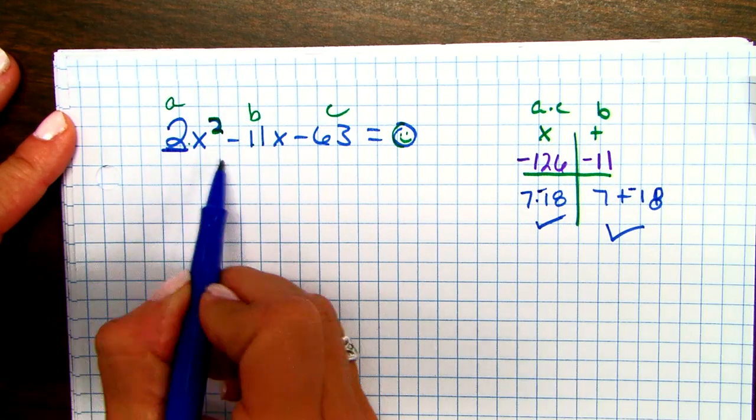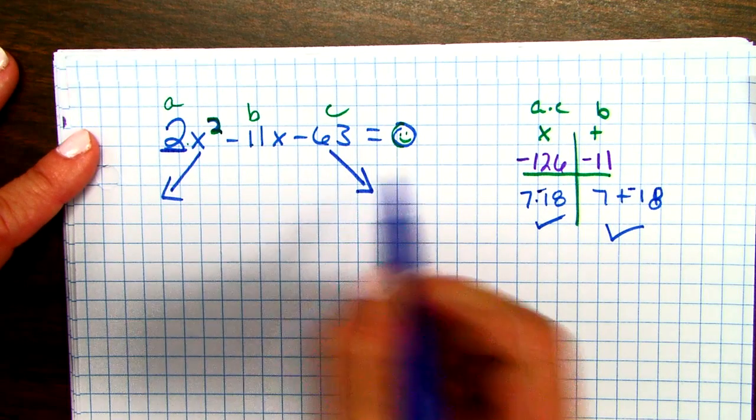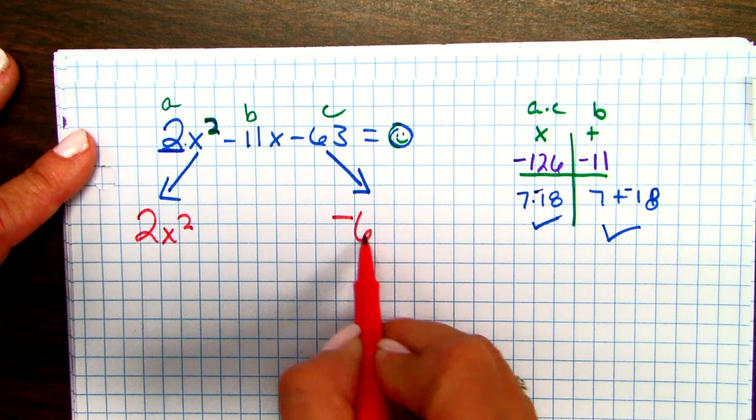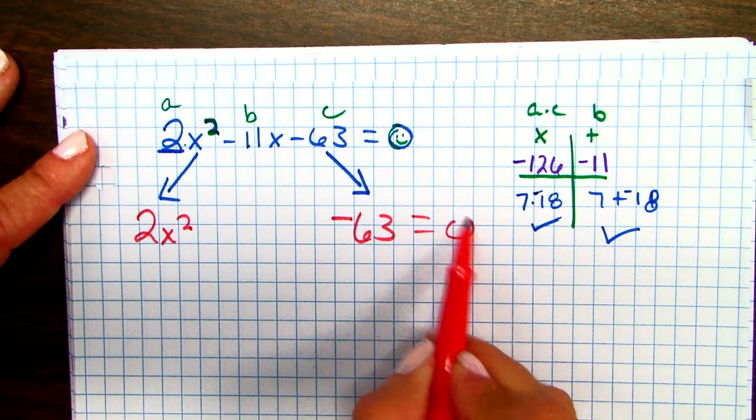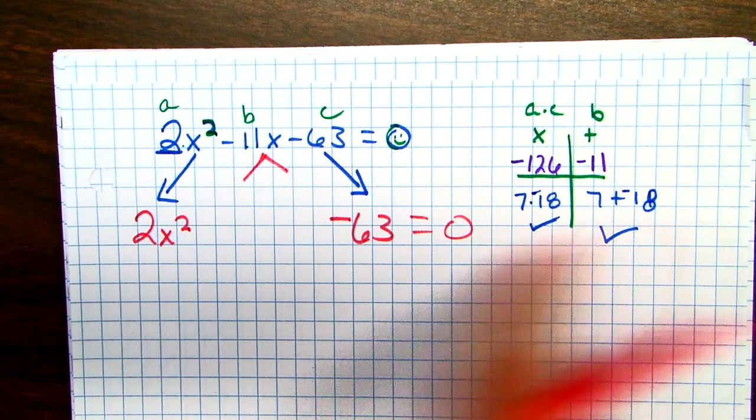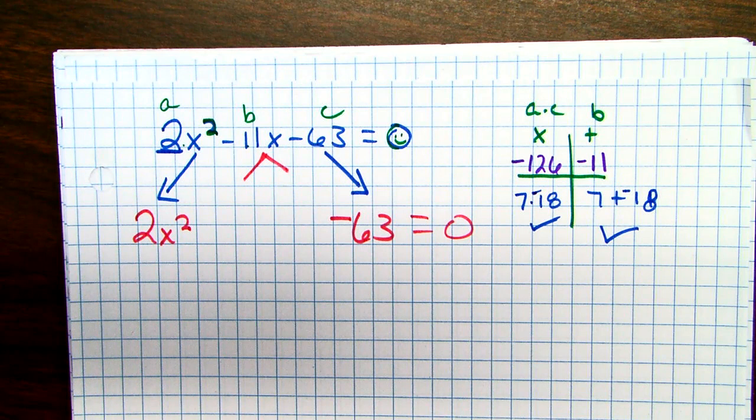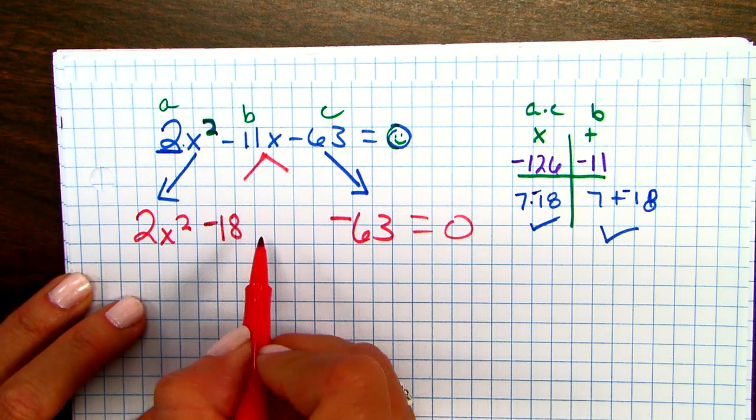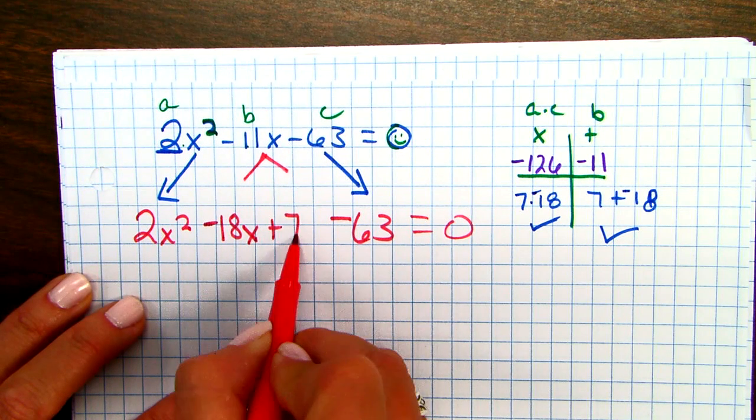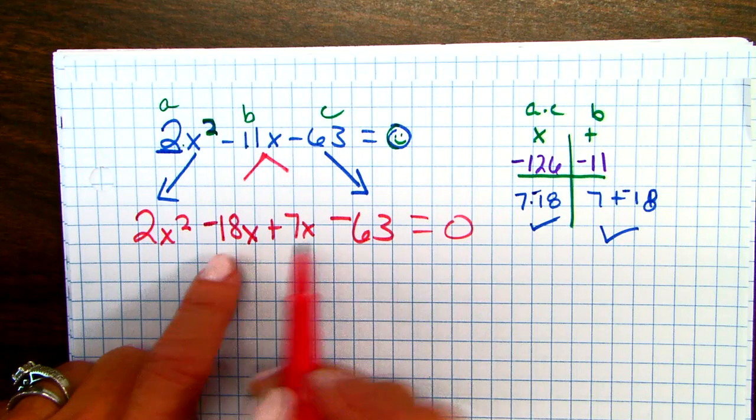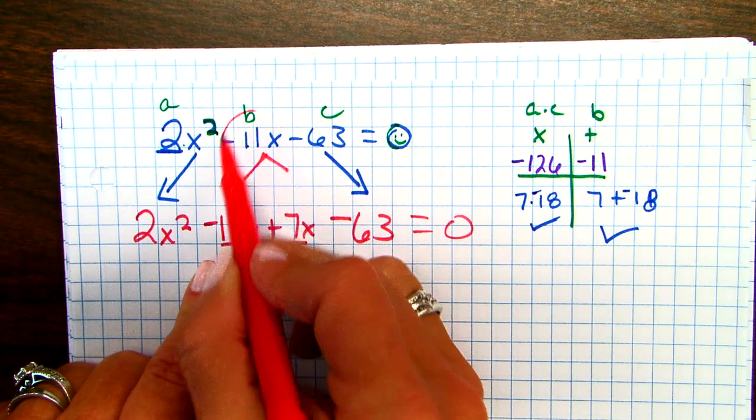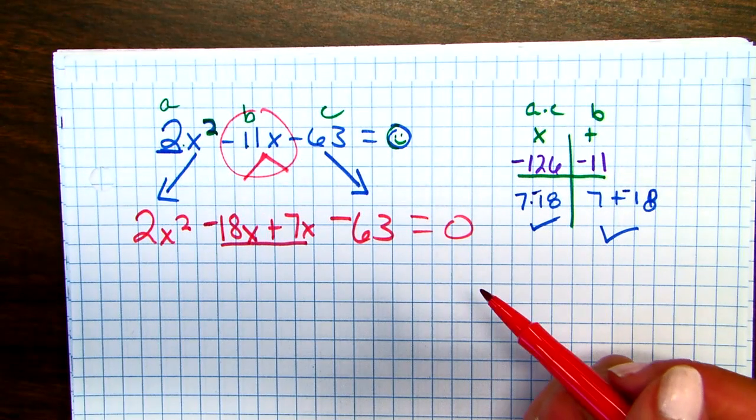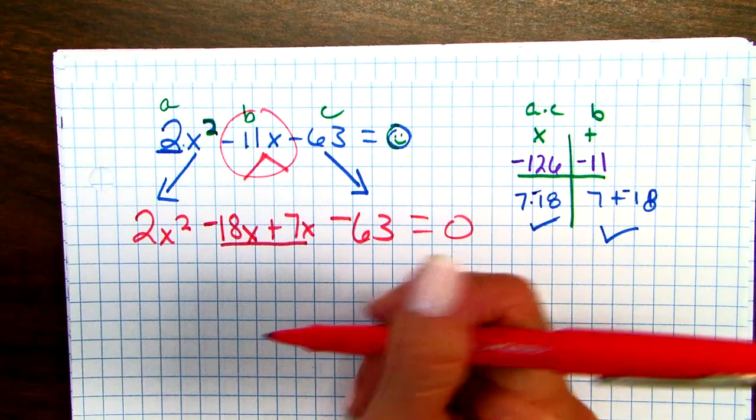Because of the 2 here, I have to do the long factoring. 2x squared comes down, and then negative 63 comes down. And then you split the middle into these two numbers. Technically, it doesn't matter which one goes first, but if you have a choice, if one of them is negative, I always like to put the negative first. And don't forget to give them both an x. Guys, what I just wrote here should equal this exactly. And it does. Negative 18x plus 7x is negative 11x. So that's a good check right there. Am I good so far?